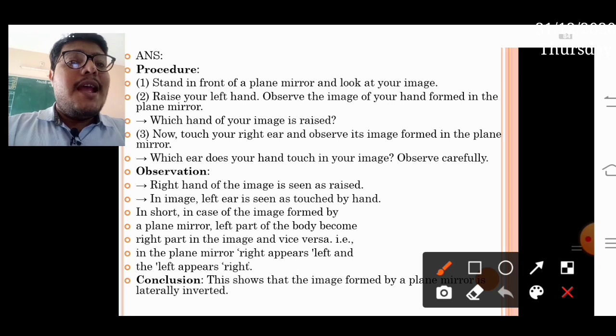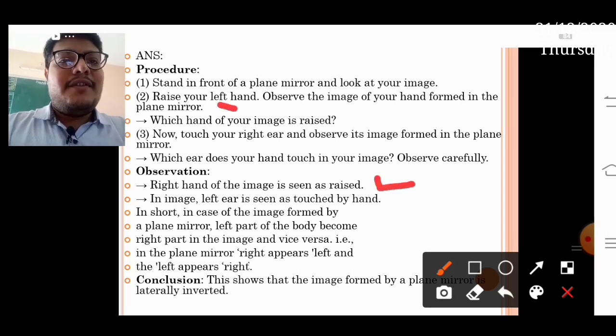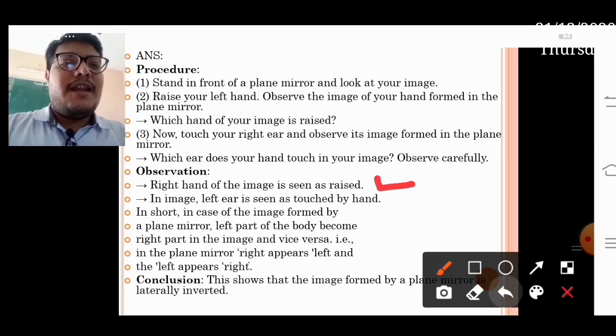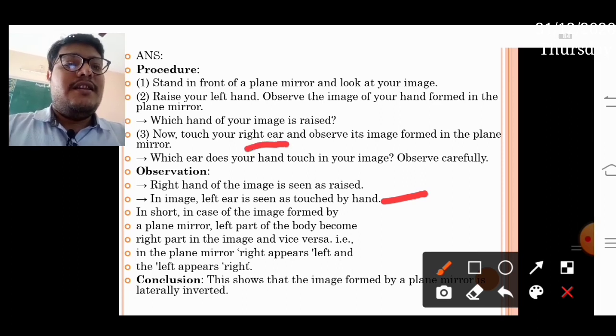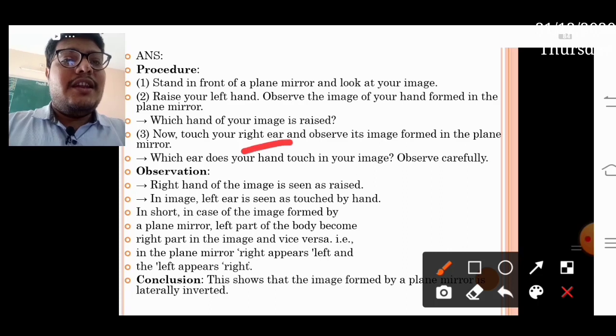Okay, see here. Right hand is raised. When you are raising the left hand, the image will raise the right hand, right? Okay, next one, see here. In the image, the left ear is seen as touched by the hand, but what are we touching here? Right ear. We are touching the right ear and the image is touching the left ear, right?